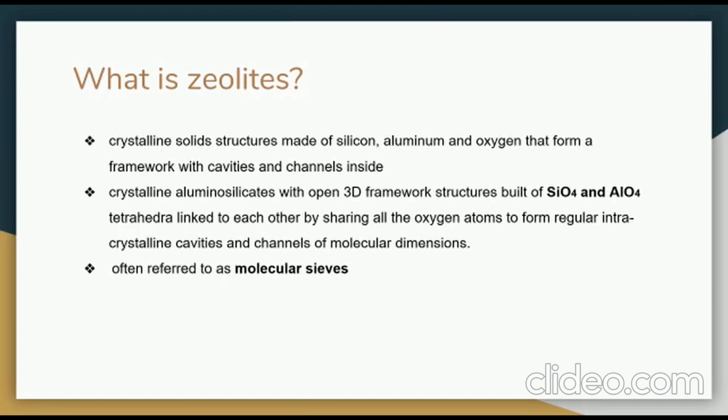So what is zeolite? Zeolites are three-dimensional microporous crystalline solids with a well-defined structure made of silicon, aluminium and oxygen that form a framework with cavities and channels inside. Basically, its structure is an open 3D framework built of silicate and aluminate tetrahedra linked to each other by sharing all the oxygen atoms. So the overall structure is known as crystalline aluminosilicates.